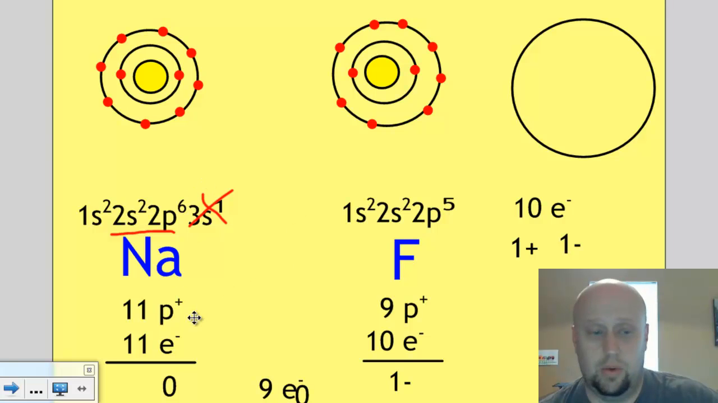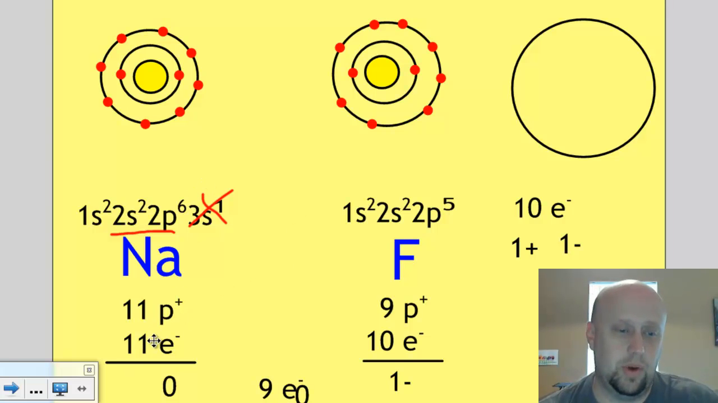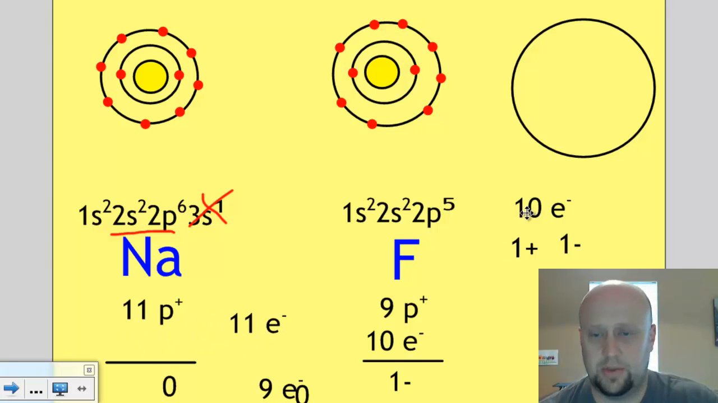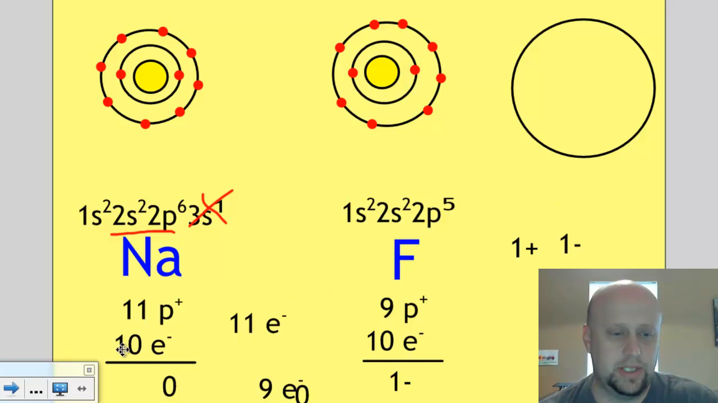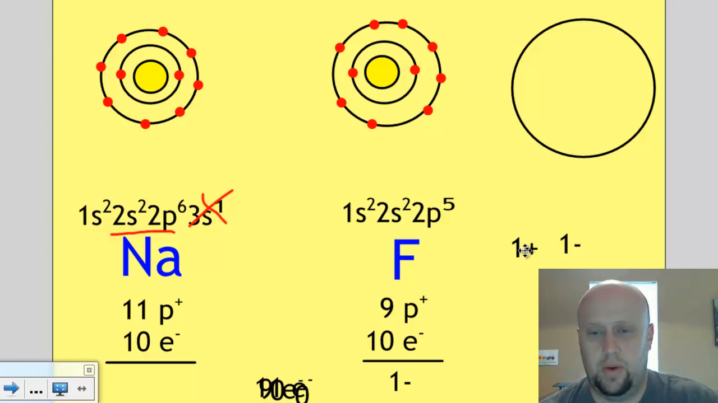Okay, so what happens to the charge on sodium then? Well, sodium had 11 protons and 11 electrons. Now though, it doesn't have 11 electrons. Remember, it gave 1 away. It has 10 electrons. Okay, so now what happens to its charge? Well, now it has a +1 charge because it's got 1 more proton than it has electrons.